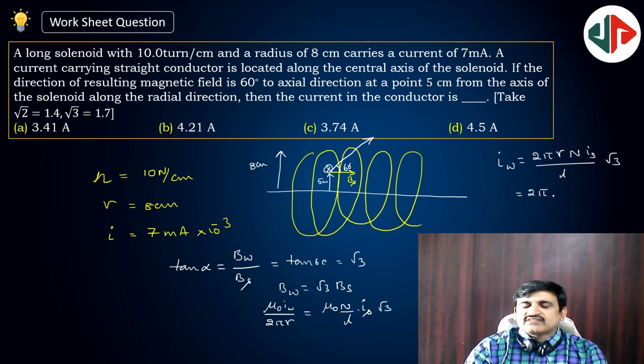R value is 5 centimeter, 5 by 100 I have to write. And the number of turns is 10 per centimeter, so I have to write 10 to the power of minus 2 in the denominator. Then these two will go. Into I_s, what is the current? 7 milliamps, 7 into 10 to the power of minus 3, into root 3 value 1.7 into 1.7. So on simplification, I will get like this.